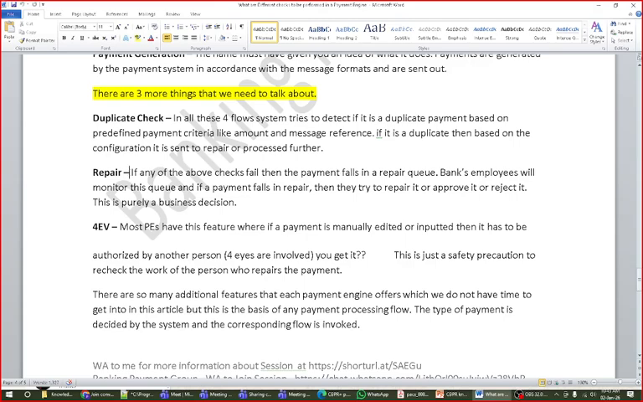Repair: if any of the above checks fail, then the payment falls into the repair queue. A bank employee will monitor this queue. If a payment falls into repair, then they will try to repair, approve or reject it, a manual process. We have seen this in the basic slides.